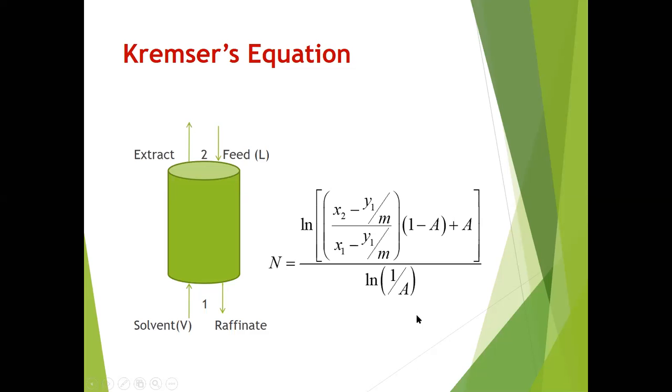This will just be no big deal. We won't have a big problem with the use of the Kremser equation if the relationship between X and Y is already given. For example, you're given Y is equal to 2.1X. Then that m is your 2.1 here.